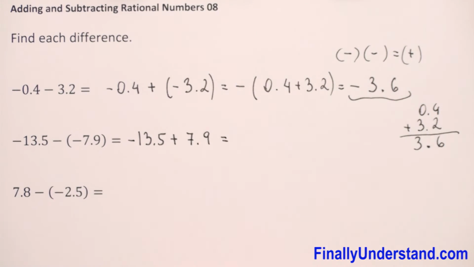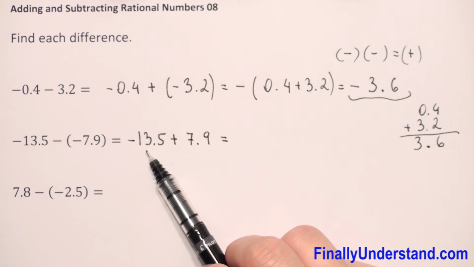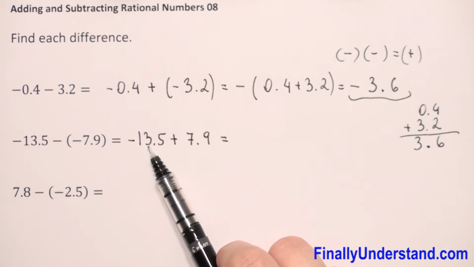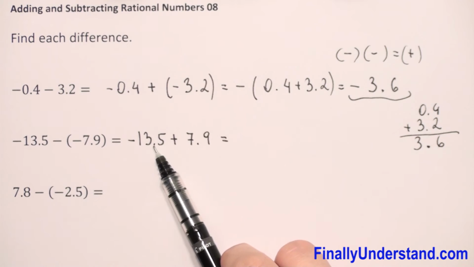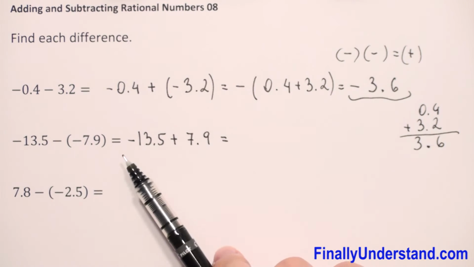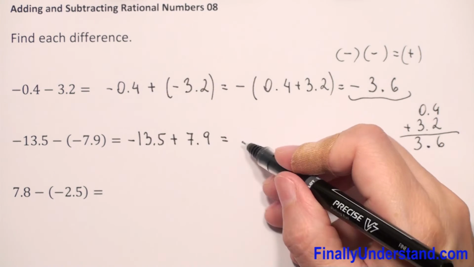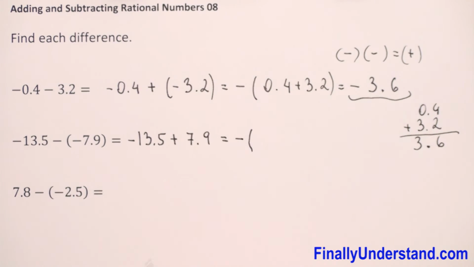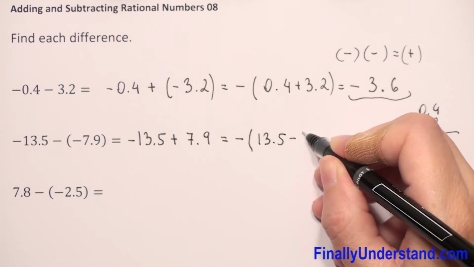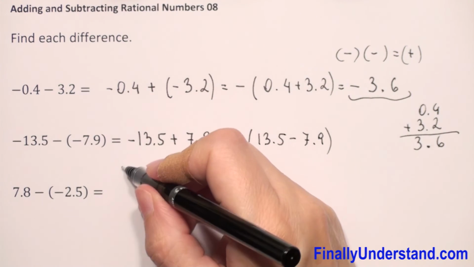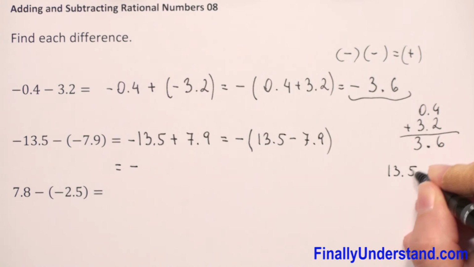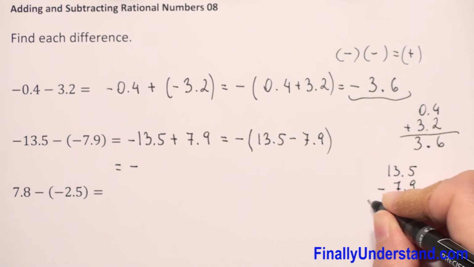And now we have to remember that when we add one negative number and one positive, first we forget about the negative sign and we compare these two numbers, 13.5 and 7.9, which is greater. 13.5 is greater. So next step, we check that the sign before the greater number is negative. So we copy the negative sign, we open parentheses, and we subtract the smaller from the greater number. So this is equal. The negative sign we have to rewrite, and we have the subtraction 13.5 minus 7.9.